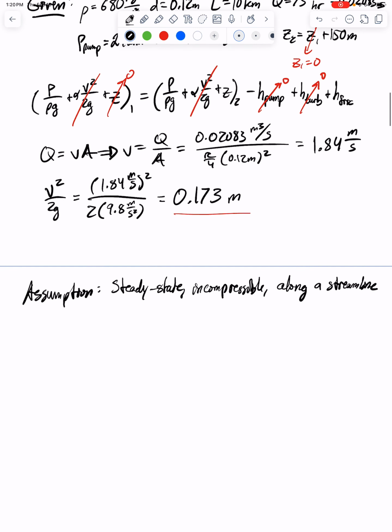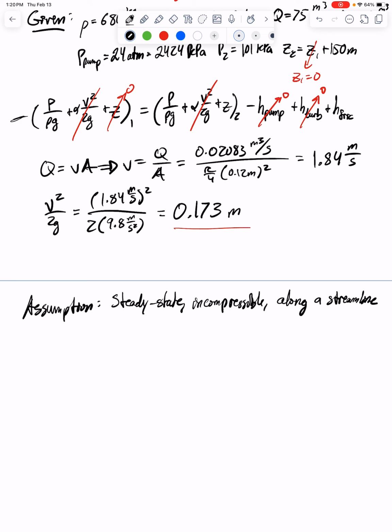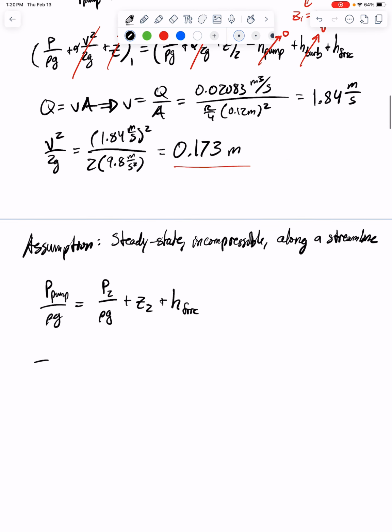Okay, so given this equation here, we're now going to simplify it down. On the left-hand side, all I have is pressure of the pump divided by rho g, equal to the right-hand side: the pressure at the exit, P2, which is 1 atmosphere by the way, divided by rho g, plus Z2, which is the difference in height between locations 2 and 1, plus head loss due to friction. I'm going to isolate for the head loss due to friction.